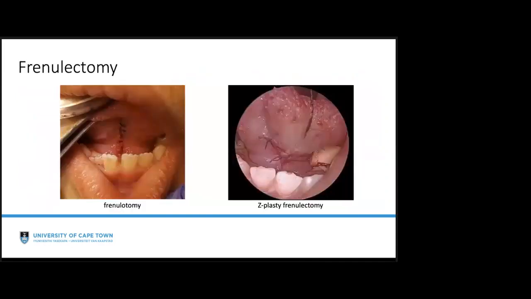A frenulectomy refers to a complete excision of the lingual frenulum. It's a more invasive procedure and may be difficult to perform on smaller children. However, the results are more predictable and the recurrence rate of tongue tie is lower.